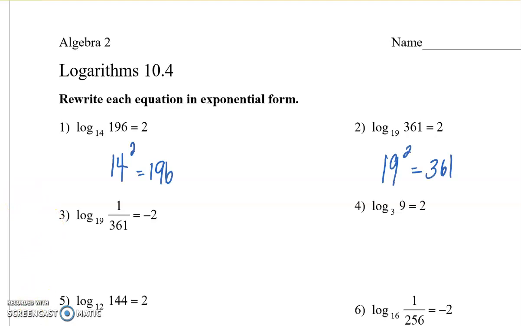So for the first one, you should have just been able to say 14 to the power of 2 equals 196. 19 to the power of 2 equals 361. Here, I'm going to say 19 to the negative 2, which remember, if it's negative, it's the reciprocal of, so it's 1 over 361. And then here, your last and very easy one is base 3 to the power of 2 equals 9. Okay?